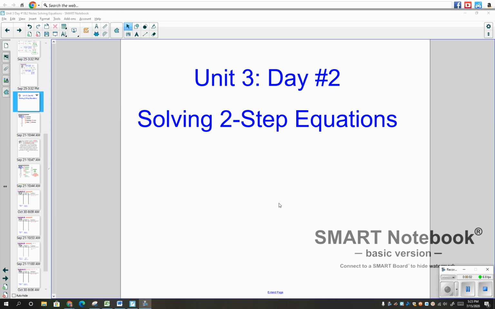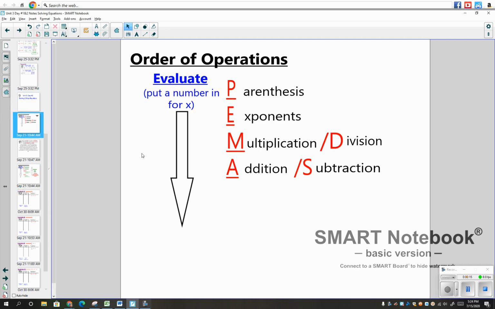Welcome to Unit 3, Day 2, solving two-step equations. Day 1, we looked at solving one step. Now we're going to look at solving two steps, I mean, just two mathematical operations being done. Remember our order of operations, PEMDAS. We do parentheses first, then we do exponents, then we multiply and divide, and we follow that by addition and subtraction.